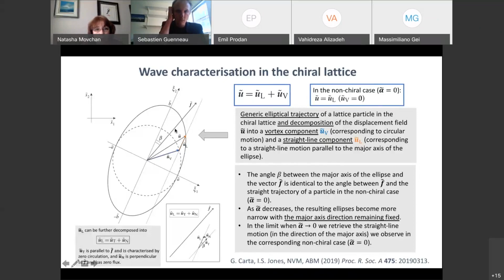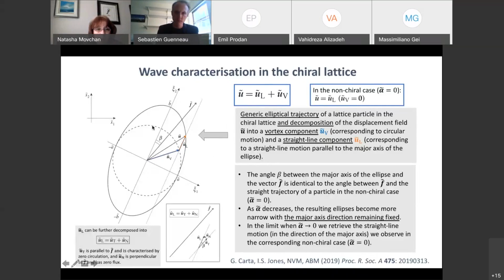What we are going to do in this case, we are going to split this vector u into two parts, one of which is the so-called straight line component, which is parallel to the major axis of the ellipse. And it corresponds to a straight line motion parallel to this axis. And also, we will introduce the second part of this vector, uv, which is shown here in blue. And we will call it the vortex component because it corresponds to circular motion.